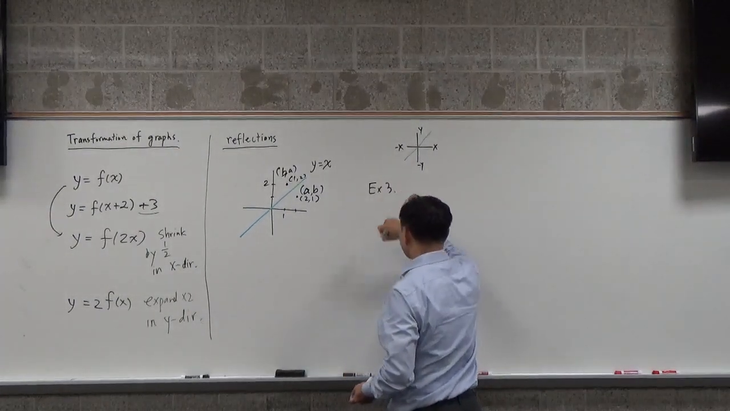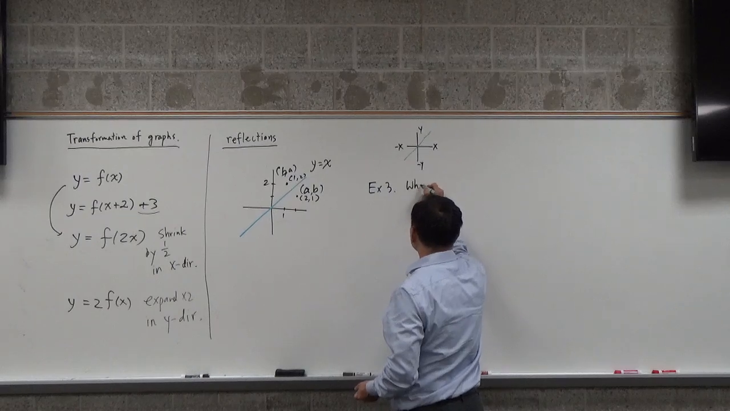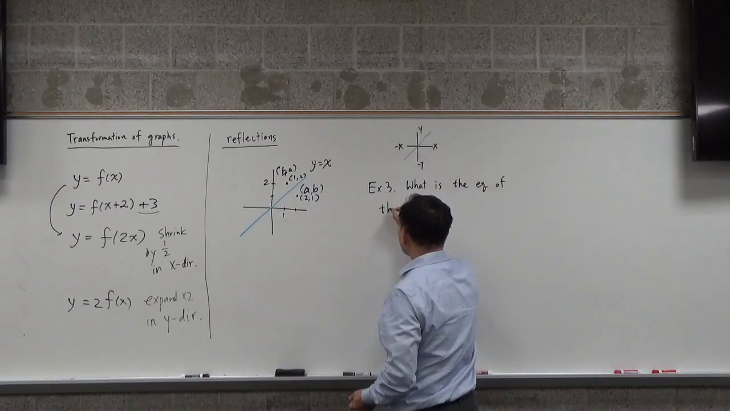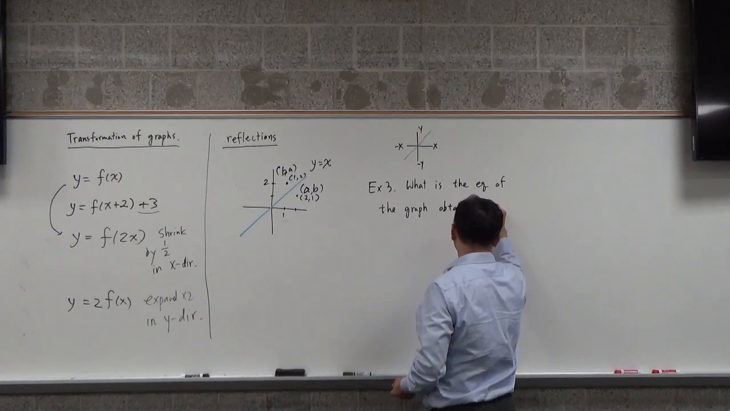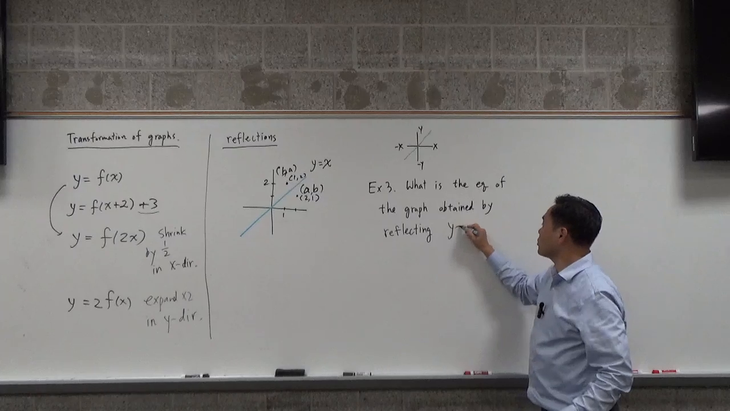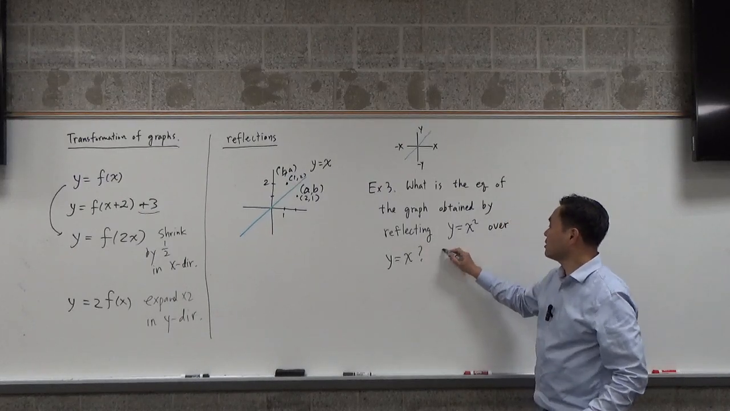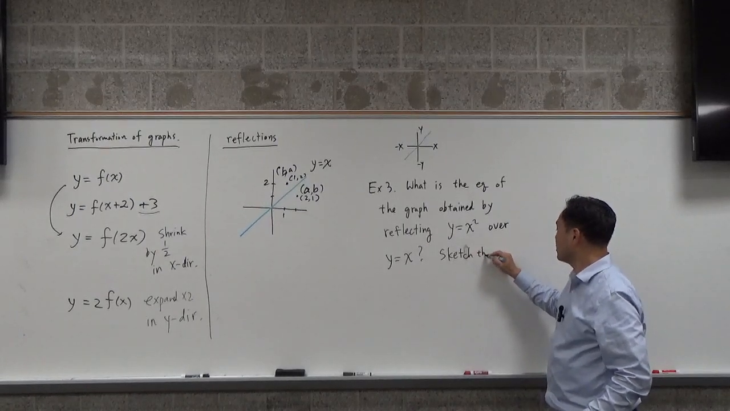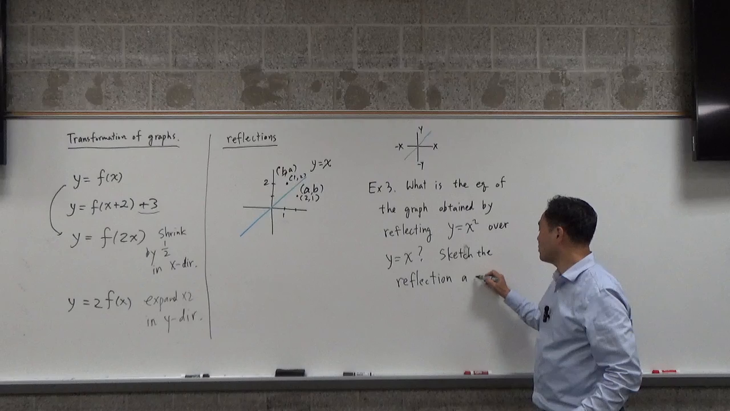Example 3. What is the equation of the graph obtained by reflecting y equals x squared over y equals x? Sketch the reflection as well.